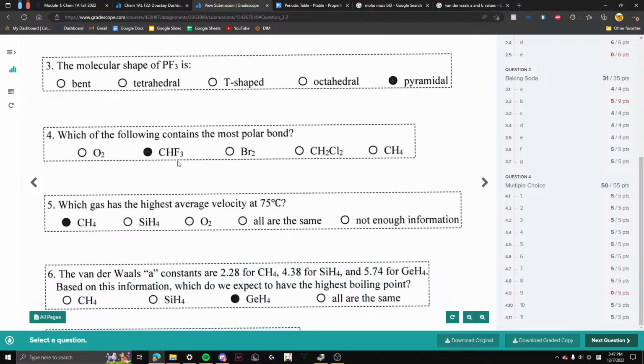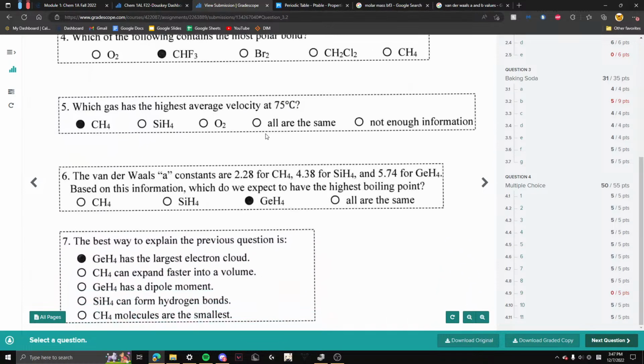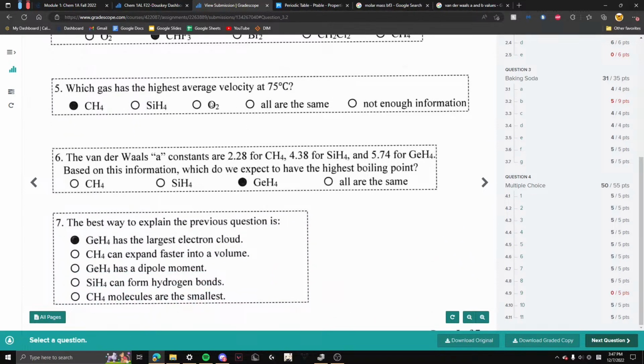What contains the most polar bond? Again, anything that bonds to that fluorine there would have the most polar bond. So that. And then, which gas has the highest average velocity? Remember, velocity, not kinetic energy. We look for the one that's the lightest, which happens to be CH4. Intermolecular attraction constants are 2.28, 4.38, and then 5.74. Based on which information we have for the highest boiling point, it's GeH4 because it has the highest attraction, which means it's not really going to want to melt.